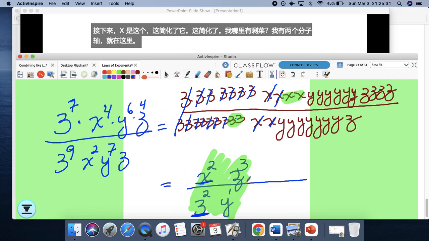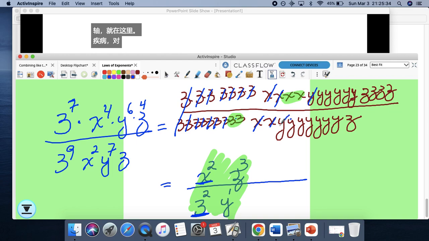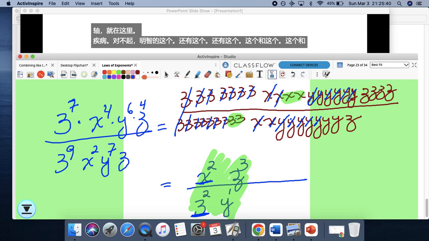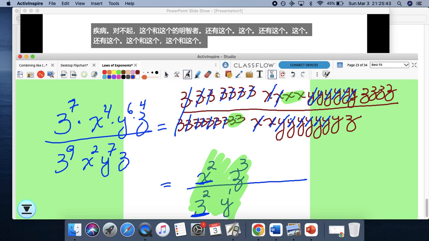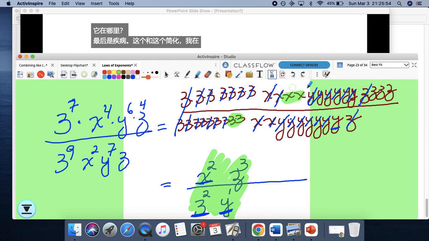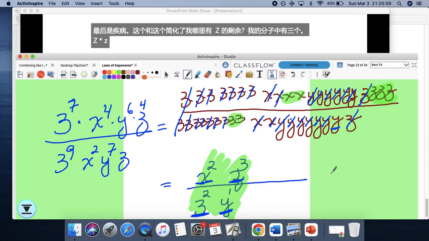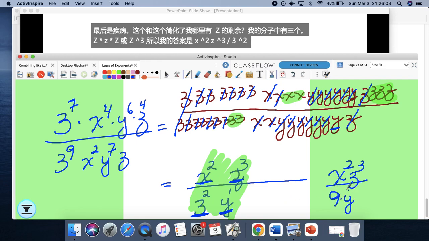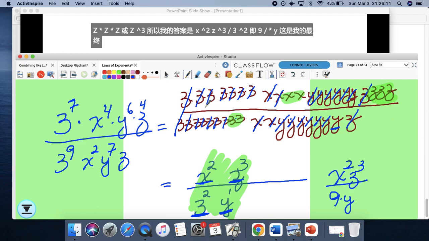The y's. This and this one, this one and this one, and so on. I have 1 y left over. Where is it? Right here. And finally, the z's. This one and this one simplifies, and where do I have z's left over? I have 3 in the numerator. Z times z times z, or z cubed. So my answer is x squared z cubed over 3 squared, which is 9, times y. That's my final answer. So that's the quotient rule.